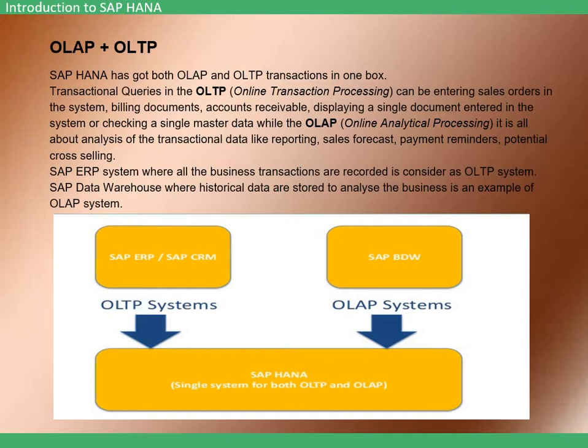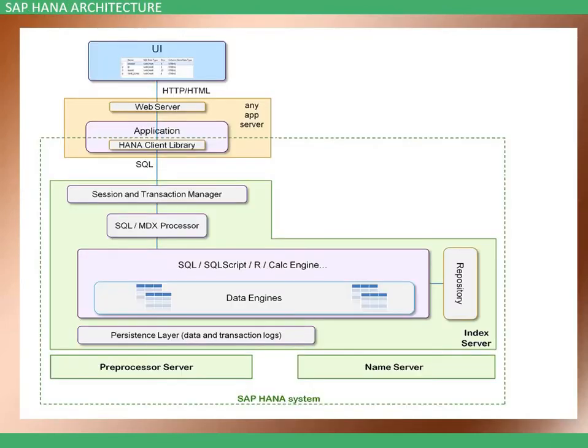Let us see the architecture of SAP HANA, how the SAP HANA system is organized into different components. This is a high level architecture of the SAP HANA system. It has multiple server components: name server, preprocessor server, index server, web dispatcher, SAP start services, and access engines. These are the components of the SAP HANA database system.